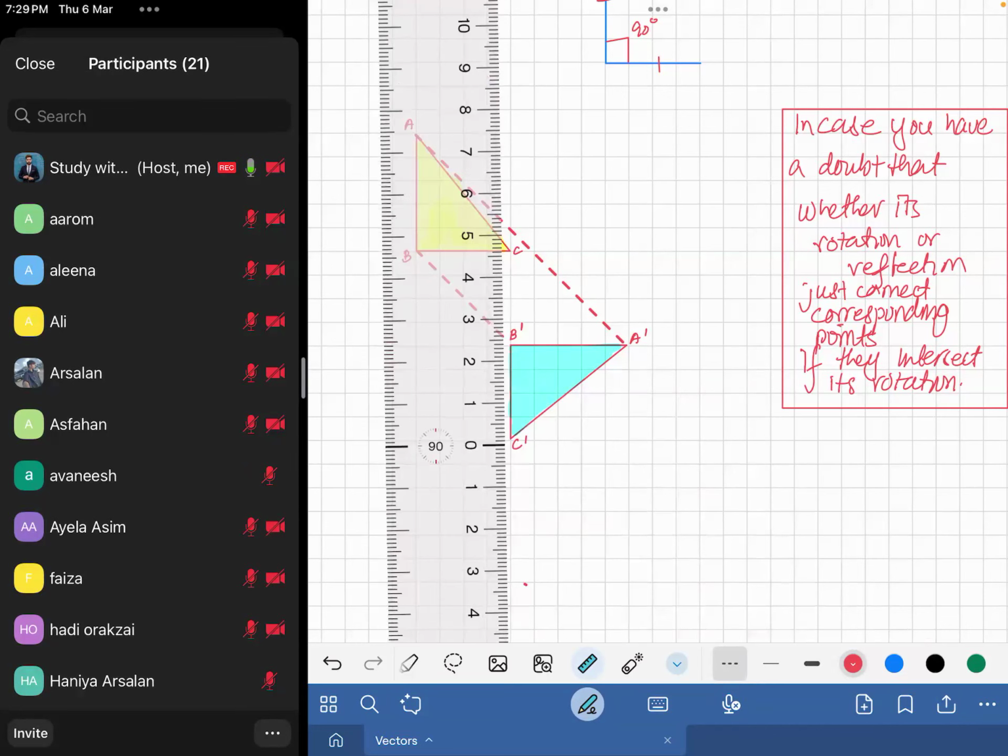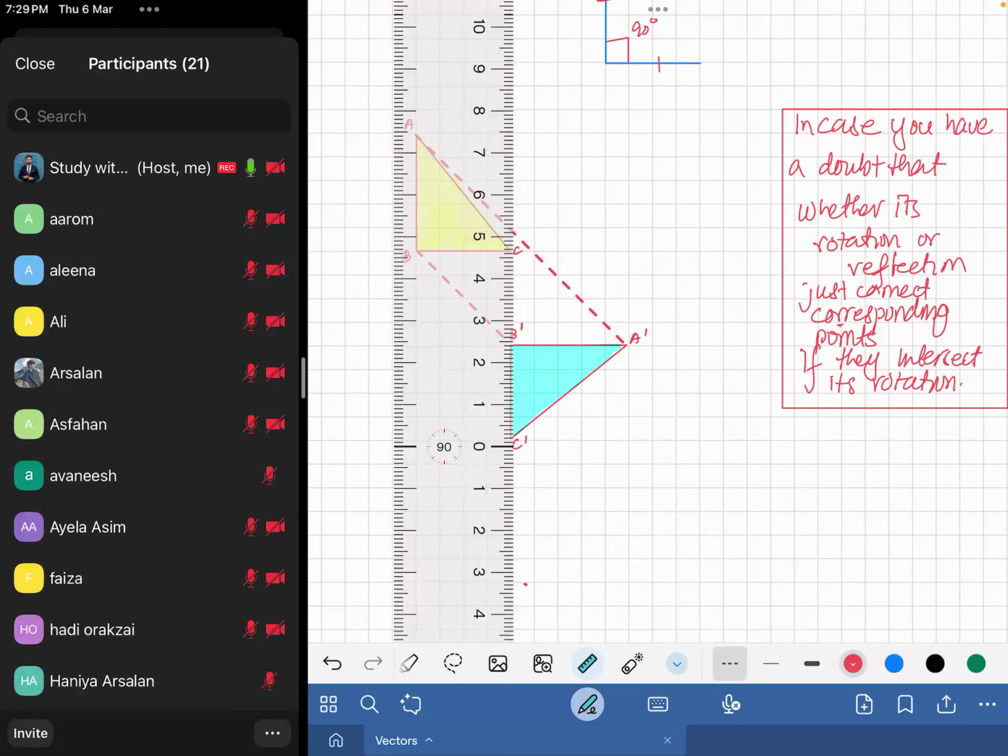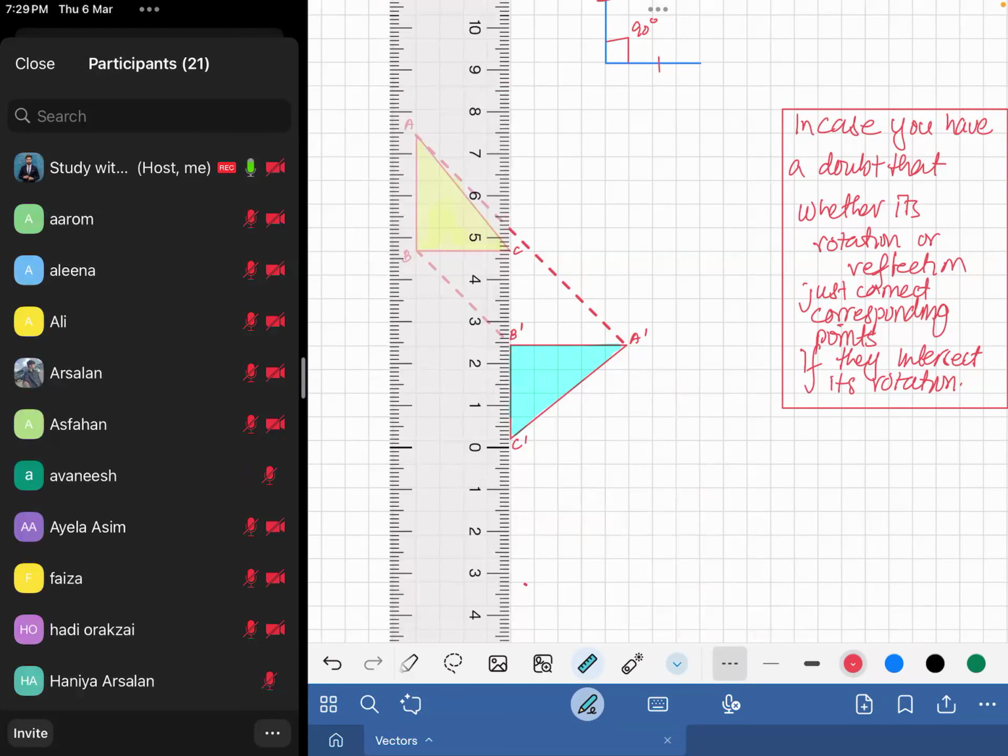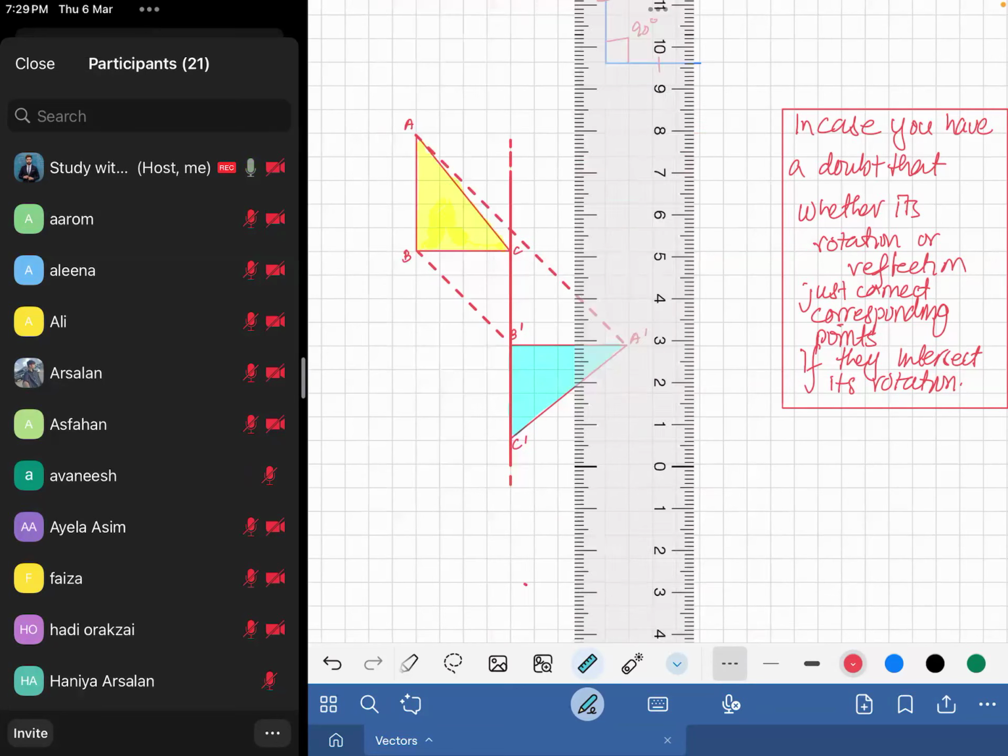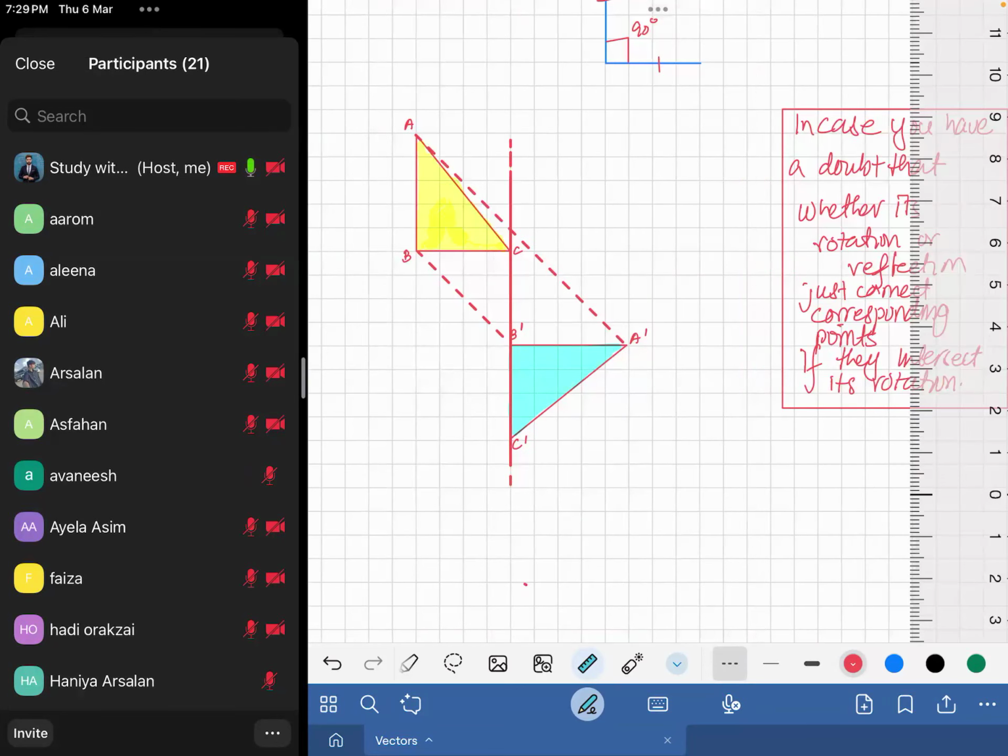But if I join C with C, that line is crossing the second one and the third one. Can you see that? So it means that the corresponding lines are intersecting each other. So this is the case of rotation. It is not the case of reflection. I hope all of you are clear about how to determine whether it is rotation or reflection.